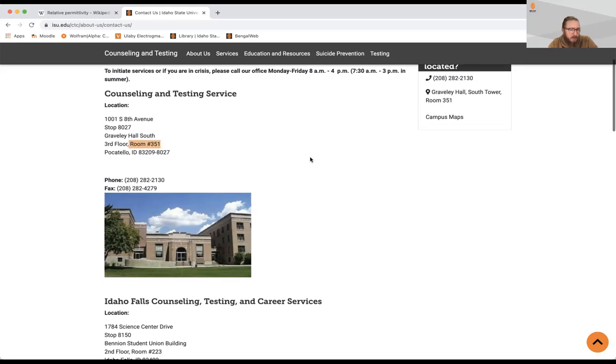They told me that the exam would be in room 251, but basically there's a couple levels here that are all run by the counseling and testing service. So if you go over there to the 3rd floor, the 2nd floor, they should be able to point you in the right direction.